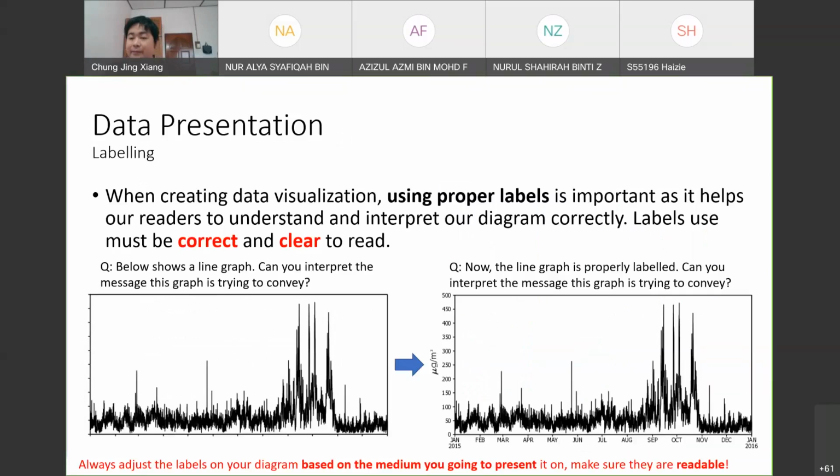Okay, then after you create a nice looking, neat looking, and intuitive figure, the next very important thing is called labeling. You need to label your figure well. So when creating a data visualization, use proper labels. The reason we use proper labels is that they help us understand and interpret our diagram correctly. Of course, the labels you use must be clear and correct.